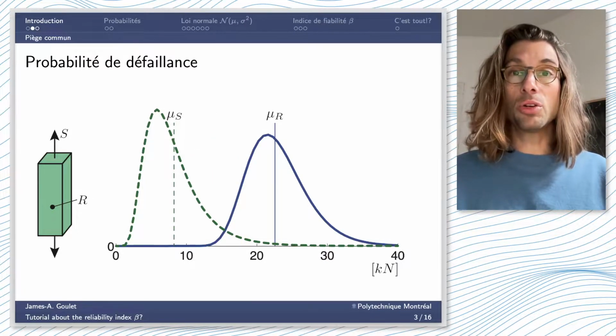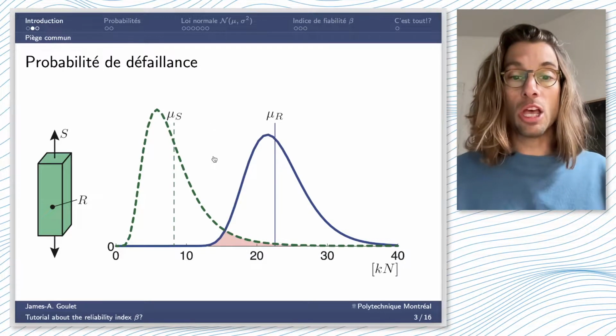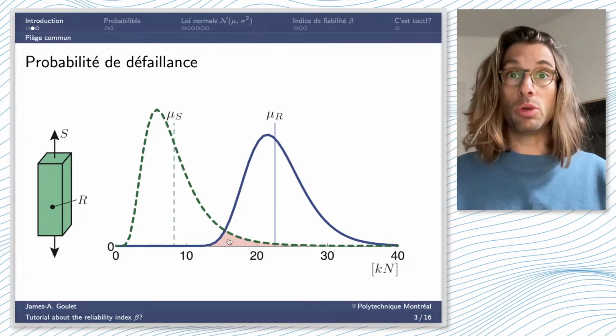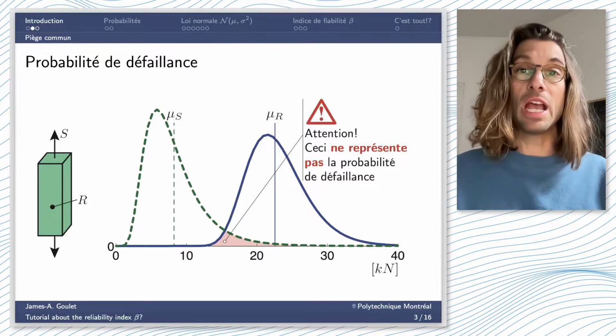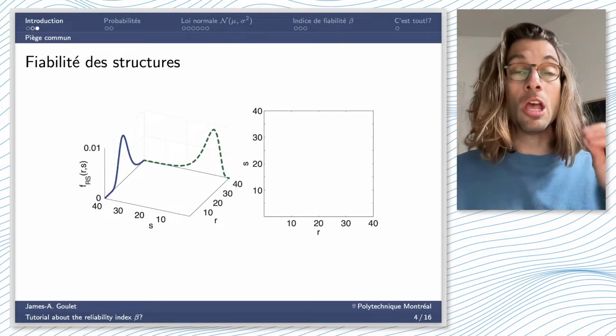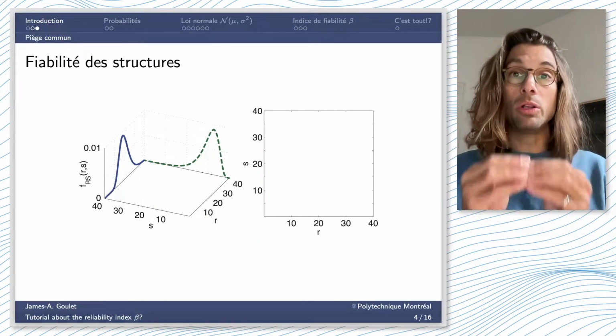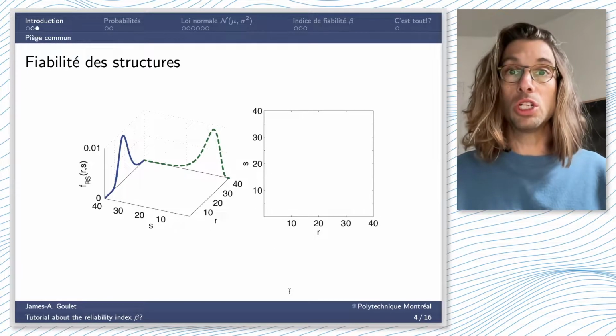I'm pretty sure that if some of you have been taught about reliability, you've been taught about the intersection between these two curves. This is a common mistake because this doesn't represent the failure probability. Why? Because if we want to look at failure probability, we need to look at it in a multivariate domain. Something like this. Both are two different representations of the same thing.